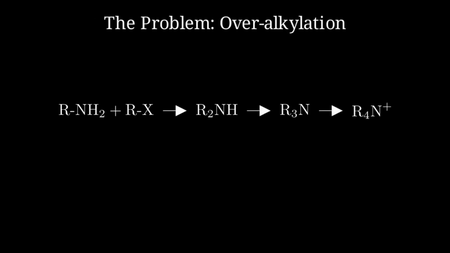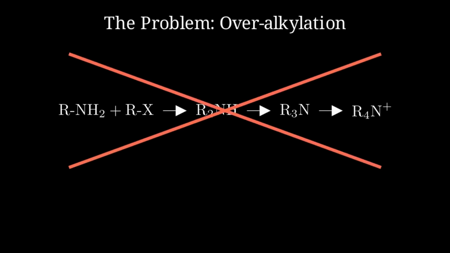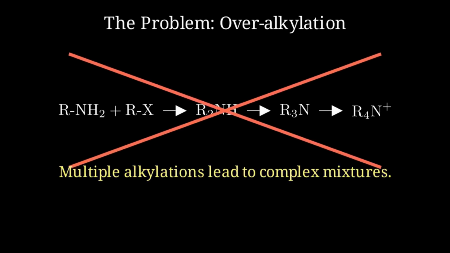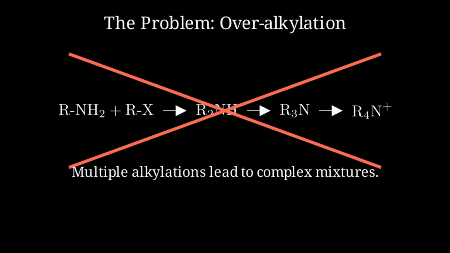In simple nucleophilic substitution, the resulting amine is more nucleophilic than the starting material, leading to unwanted multiple alkylations. To avoid this, we use a protected nitrogen source that can only react once. This is where phthalimide becomes essential.